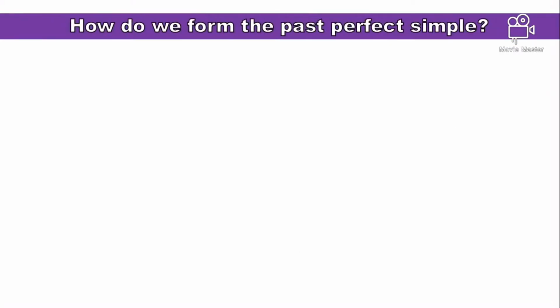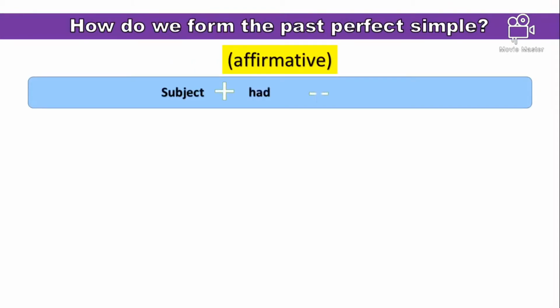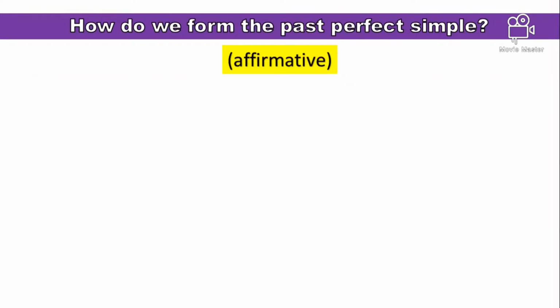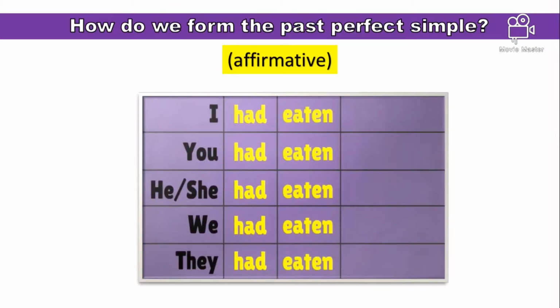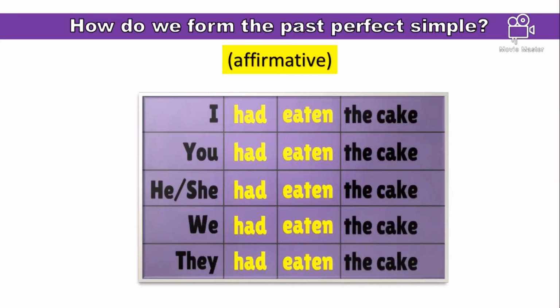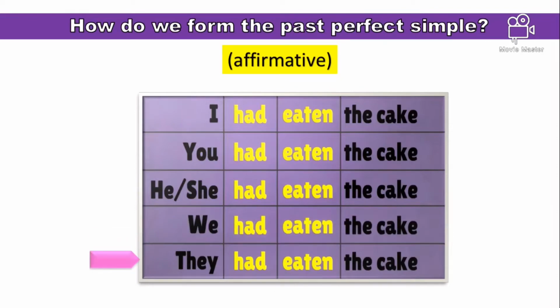How do we form the past perfect simple? Affirmative. You need subject plus had plus verb 3. I had eaten the cake. You had eaten the cake. He had eaten the cake. She had eaten the cake. We had eaten the cake. They had eaten the cake.